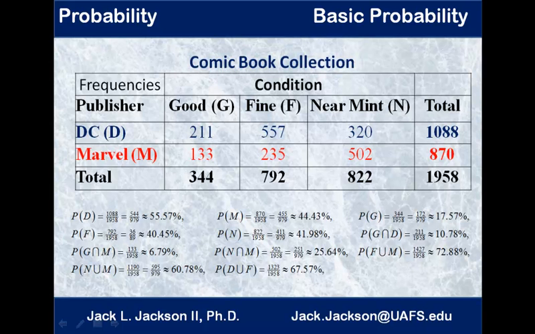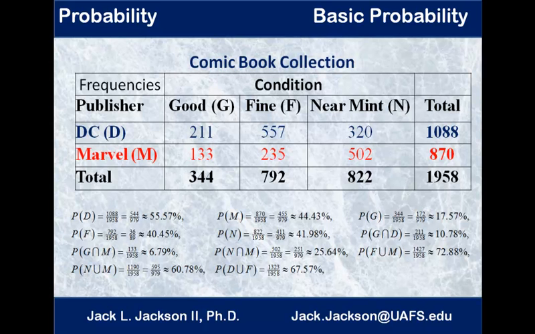Well, here we go. Here are the answers to this. Hopefully these agree with what you came up with. For example, the probability of a DC comic is 1088 over 1958. That is the probability that if we choose one comic at random from this entire collection of comics, that it will be a DC comic. And it's just the relative frequency of DC comics. Similarly, the probability of a Marvel comic is 870 over 1958, or approximately 44.43%.